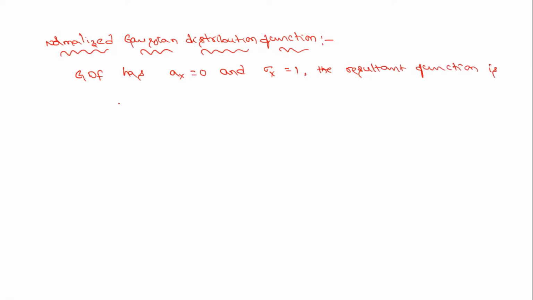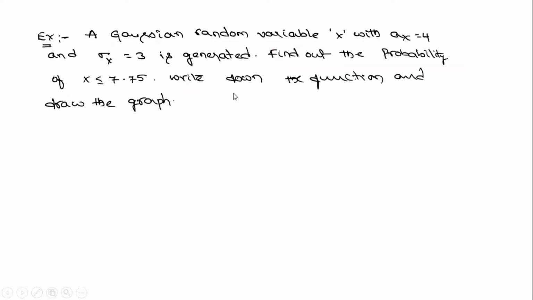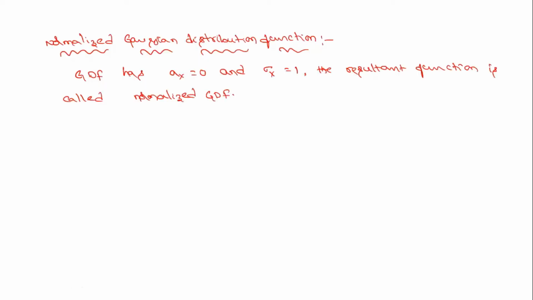the resultant function is called the normalized Gaussian distribution function. Okay. And now just substitute a_x equal to 0 and sigma_x equal to 1 in the already existing Gaussian density function. Then you will get the normalized Gaussian distribution function.